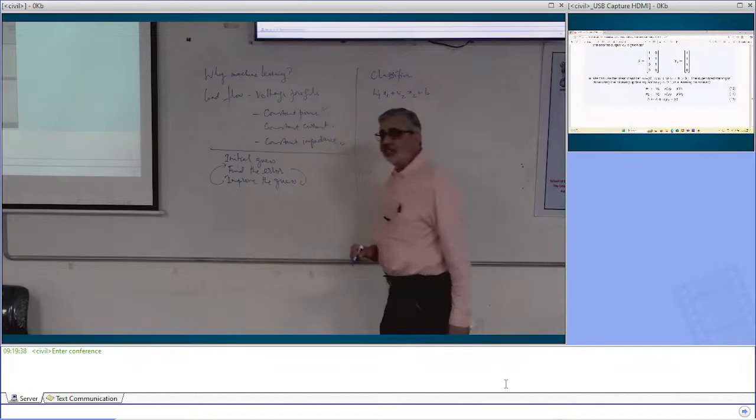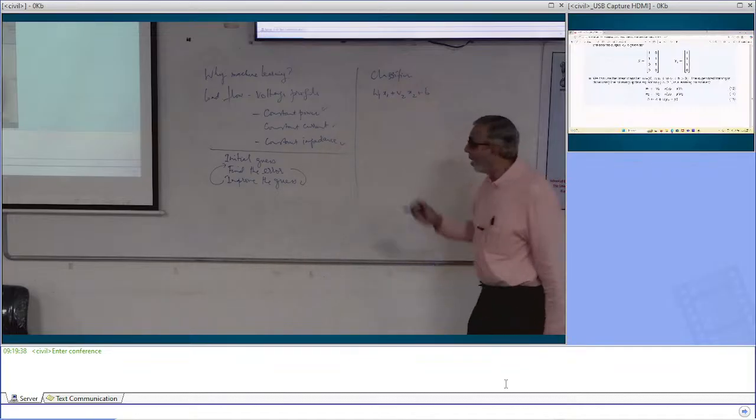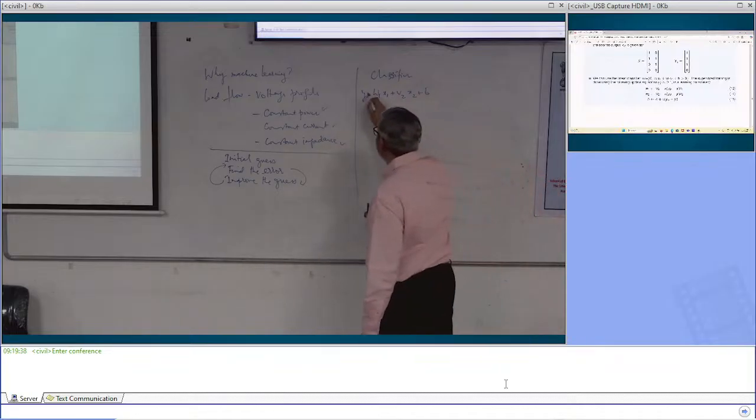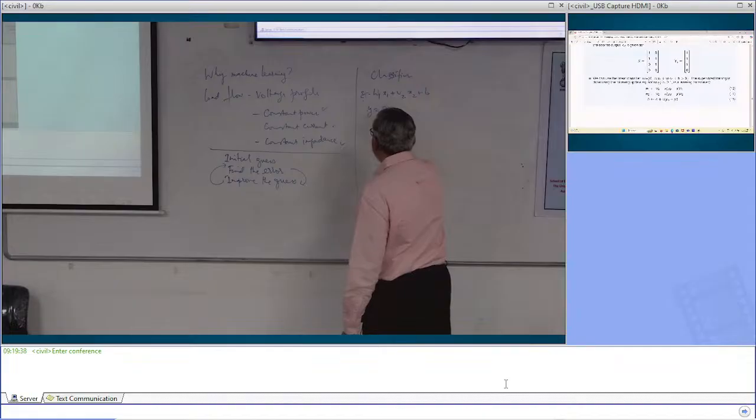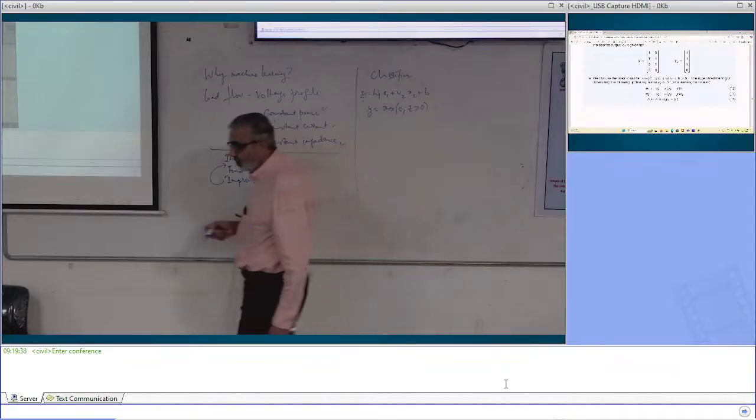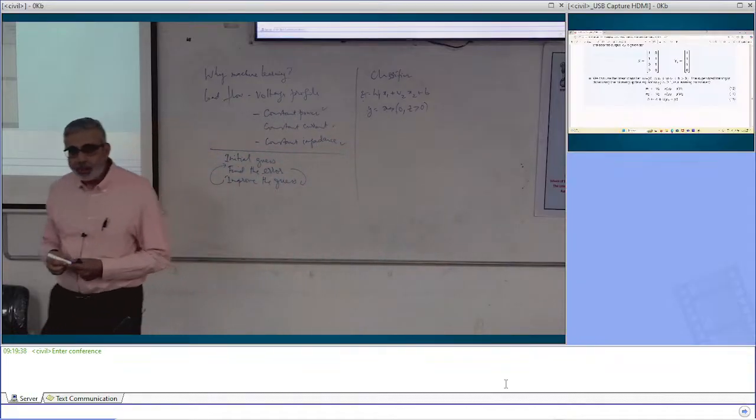That was our classifier, right? y equals to that, or whatever. No, z equals to that. y equals to max(0, z) for z greater than 0. This was our classifier, right?